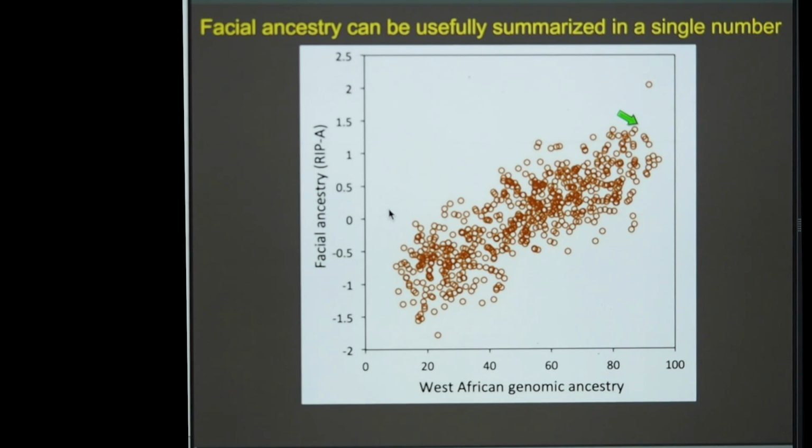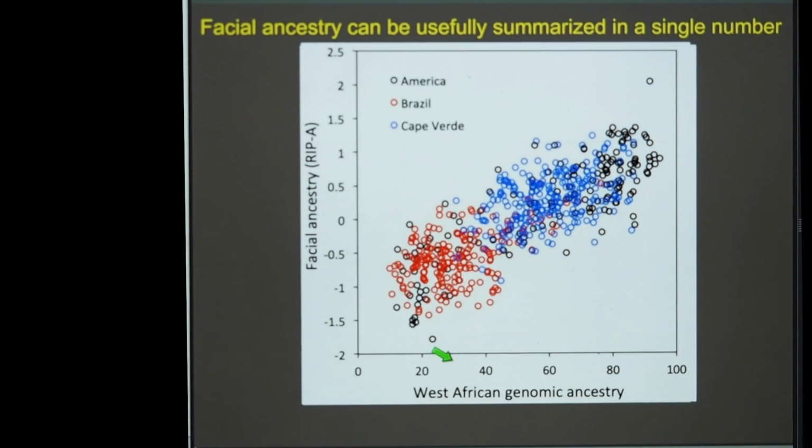So this is showing the facial ancestry, or RIP-A, the response-based imputed predictor variable for ancestry, against West African genomic ancestry. And this genomic ancestry is derived just from 68 AIMs, 68 SNPs. So it's not a very informative ancestry measure, and in fact, the facial ancestry is much more informative. So this facial ancestry was derived with those 68 AIMs.